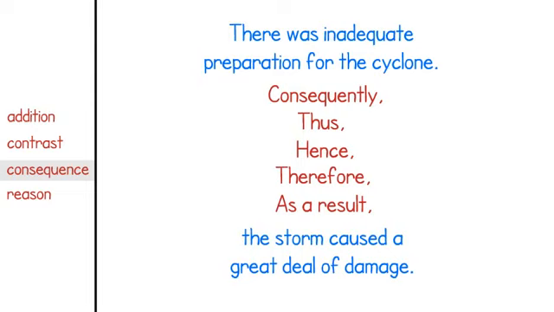Notice in these examples that the words or phrases related to consequence start a new sentence and are followed by a comma. A final group of linking words provide reasons. The most common of these is the word because, so you might find yourself repeating it a lot in your writing. Alternatives to because are as or since.